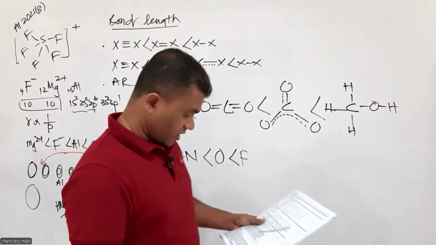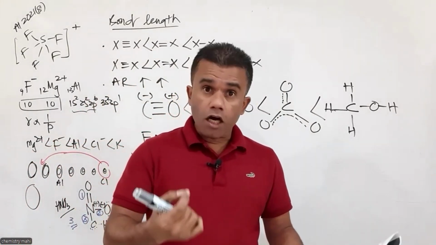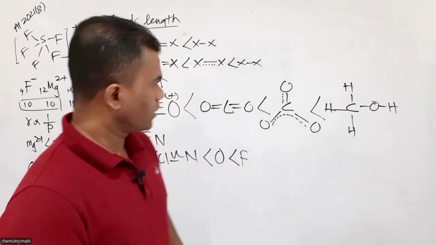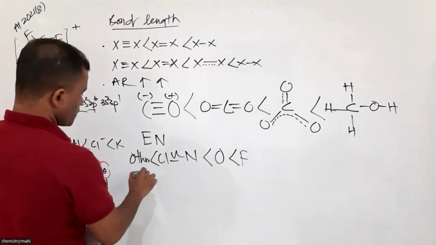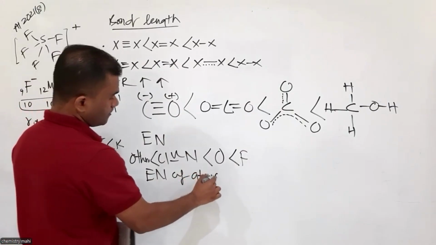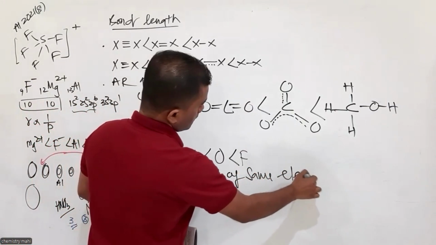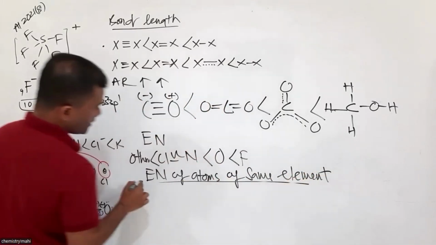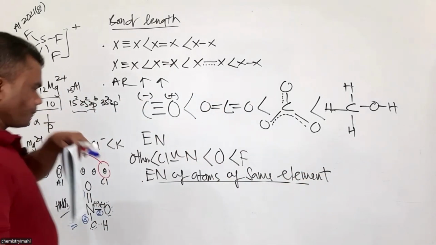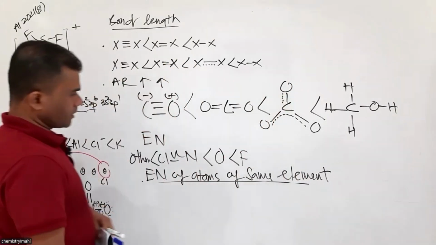But the question is this one here: electronegativity of just carbon. I mean, same atom, carbon. How do we do that one? If you're asked to compare electronegativity of atoms of the same element, then there is a way to compare it. Look at this one. This is important. How do we compare it?